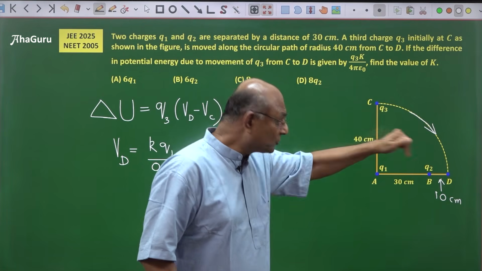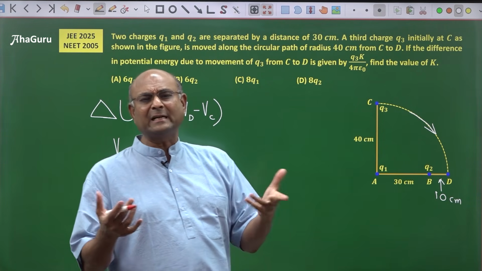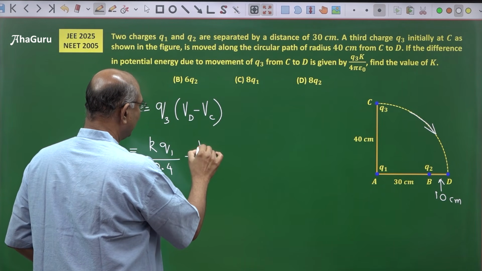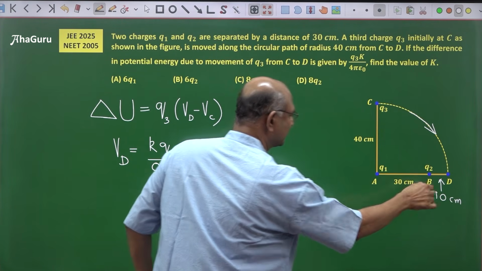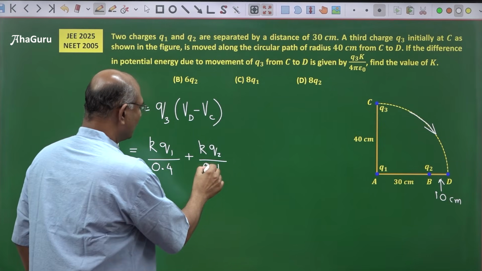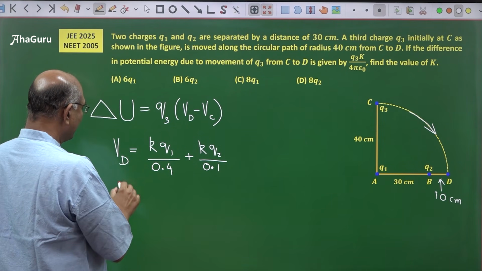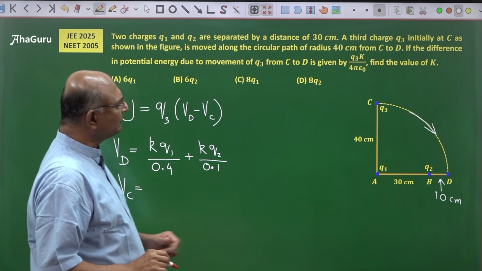What about the contribution of Q2? KQ2 by this distance, which is 10 centimeters, 0.1. So plus KQ2 by 0.1. Hopefully this is clear. This is V at D. What about V at C?